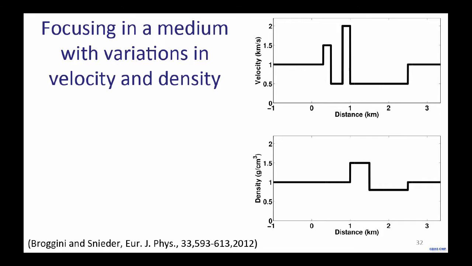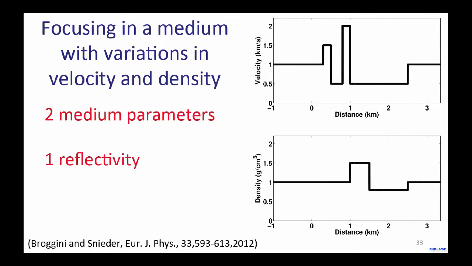We looked at an acoustic medium where both the density and the velocity had variations that were independent of each other. You see the models over here. So we had 2 medium parameters and 1 reflectivity. And the question we asked ourselves, can we still focus in this case? Because you might think you might not have enough data, because you have 2 unknown medium parameters, and 1 piece of data, the reflectivity, can we still focus here? And I will show you that we can.